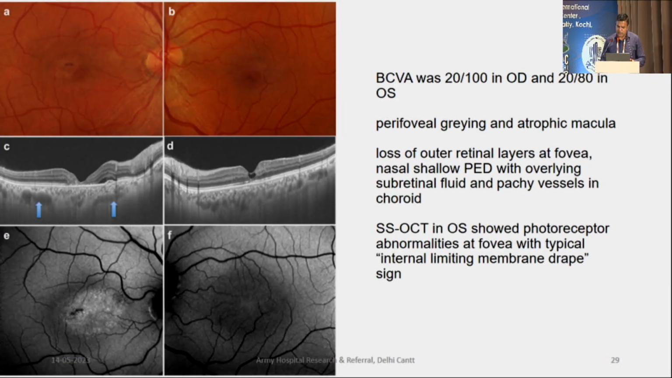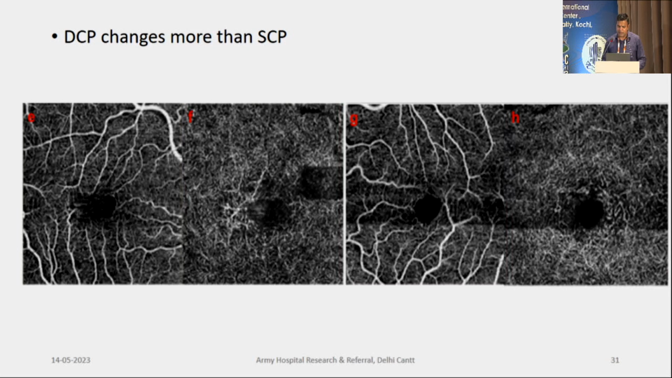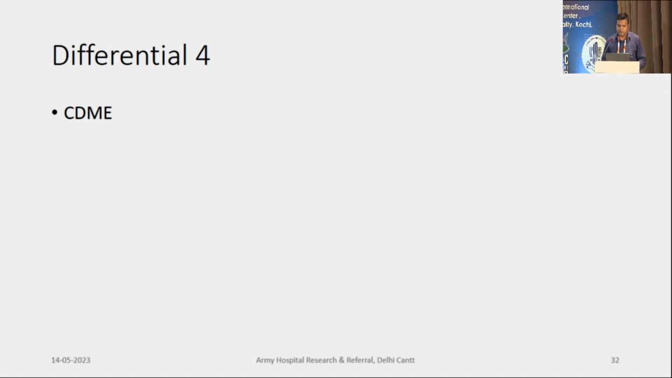Then there was another case where we saw an acute CSC along with macular telangiectasia. If you look at the OCT, on the left hand side you can see the classical cavitary changes, while on the right hand side you can see a thinning of the fovea. The OCT angiography slides clearly show you that there was a lot of deep capillary plexus dilatations, and they gave you a diagnosis of Mactel.